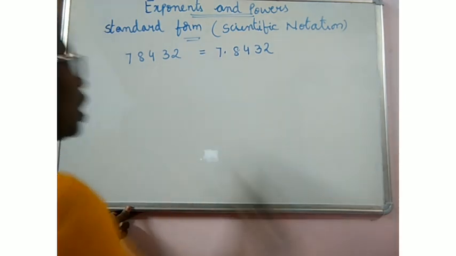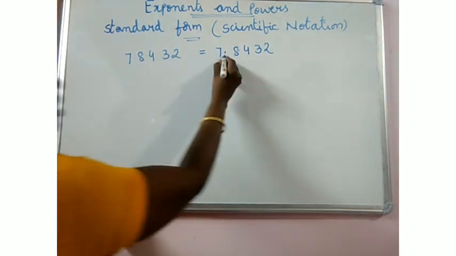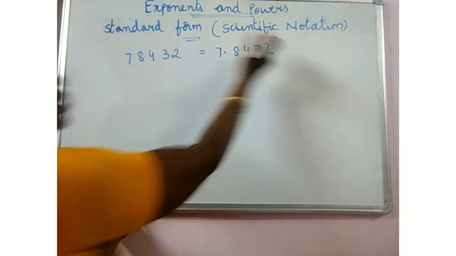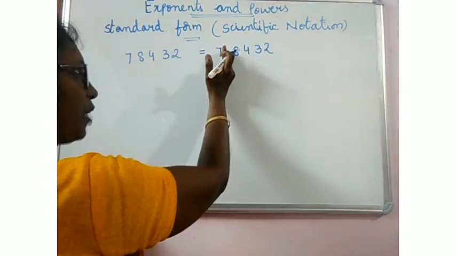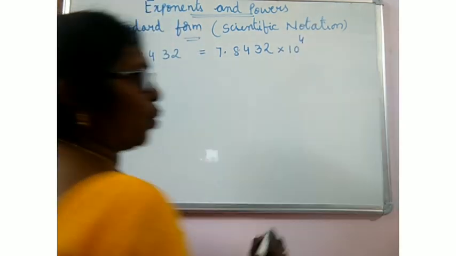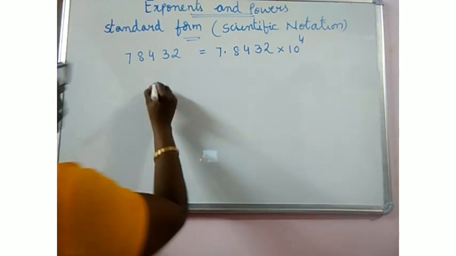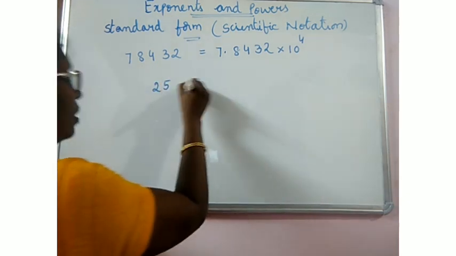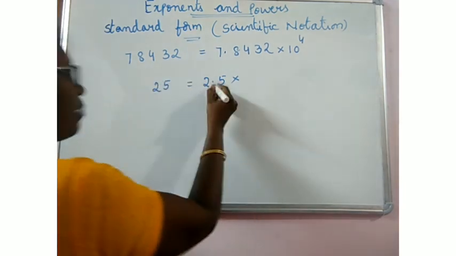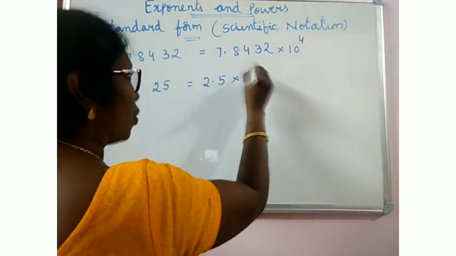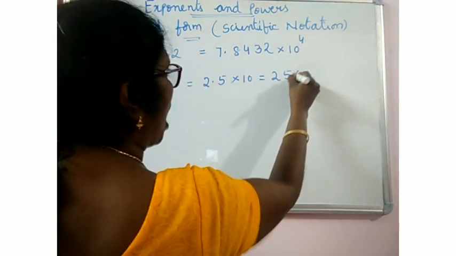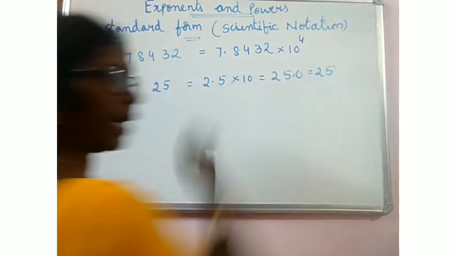What have we done? We have put the decimal here. That means the decimal moved 4 places from right to left, so this is into 10 to the power 4. Let me give you a simple example. 25: if I write 2.5, I put the decimal after one place, so it is 2.5 into 10, and when you multiply 2.5 by 10 you get 25.